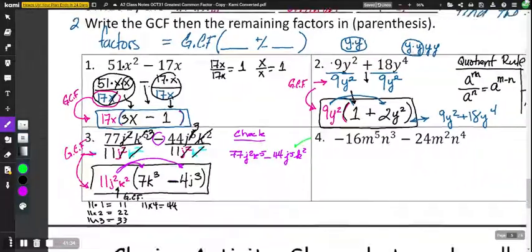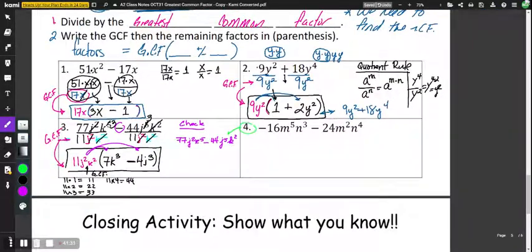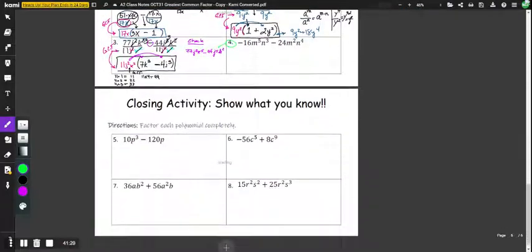Okay, so what I want you guys to do for the class today is work on number 4, and then you're going to work on 5 and 6. Once you're finished with those, we're going to go over 7 and 8. I want you to try to work on those today in class.